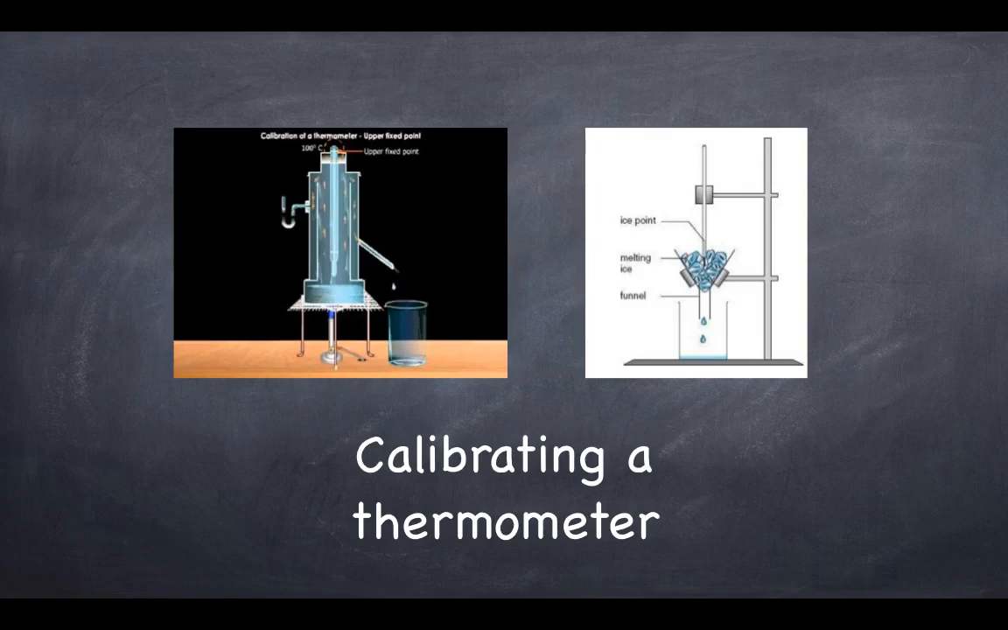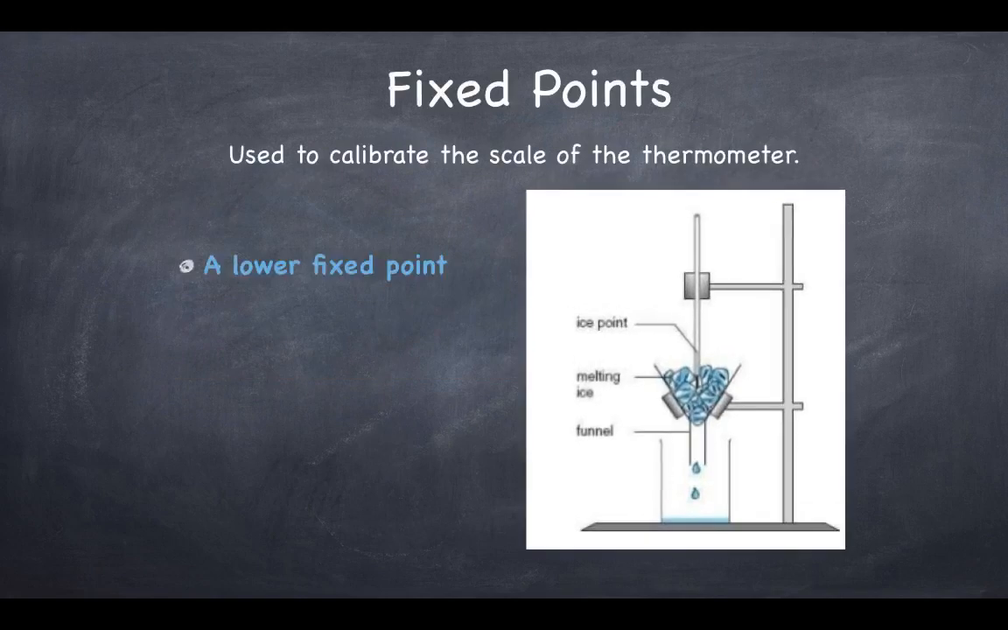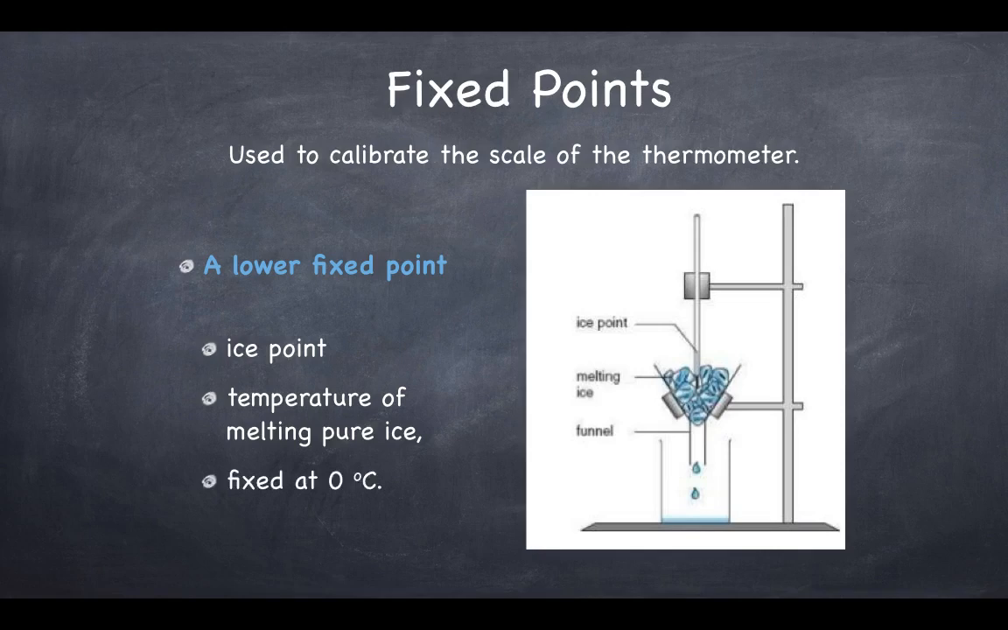Now, let's say you found your physical property that changes with temperature. The next thing you want to do to be able to actually create a thermometer is to find two important points. The first one is called the lower fixed point. The lower fixed point is also referred to as the ice point, and it is the temperature of melting pure ice. So let's say you were calibrating a liquid-in-glass thermometer, something like the laboratory thermometer. You would put that thermometer in your melting ice and you would record the length of the liquid. That would be your 0 degree mark because the lower fixed point is fixed at 0 degrees Celsius.